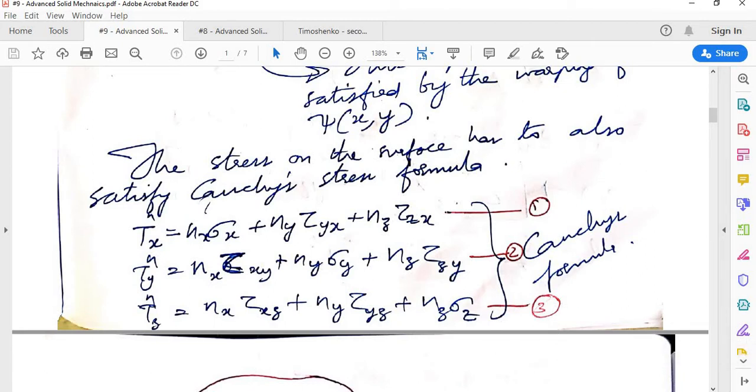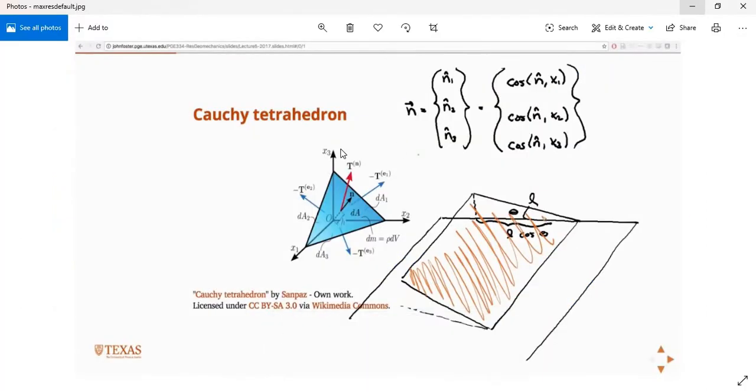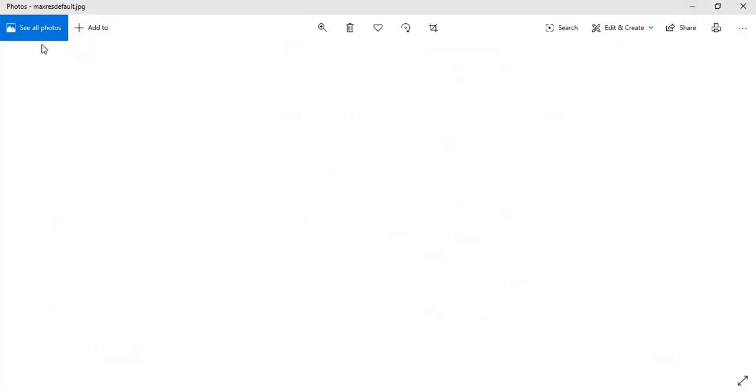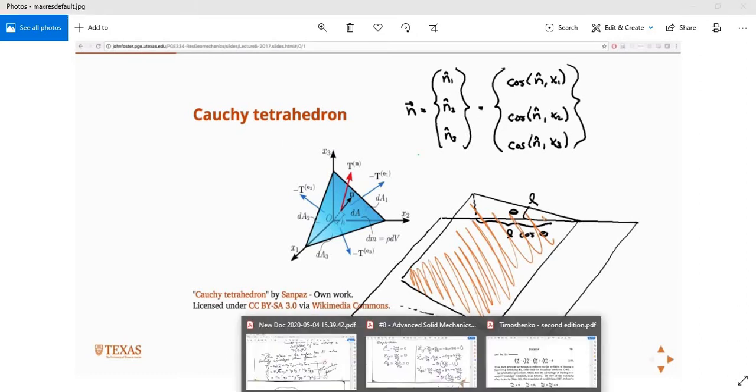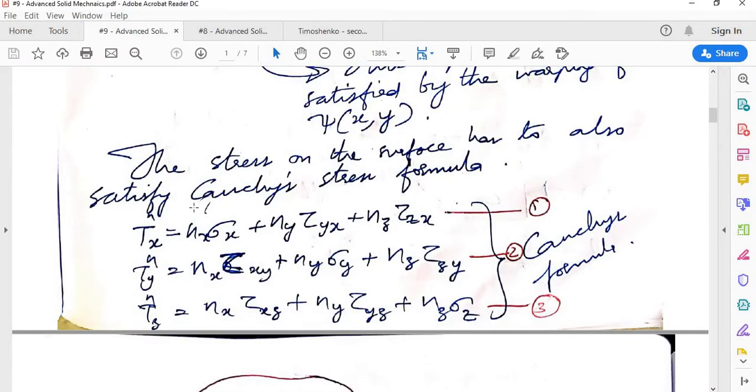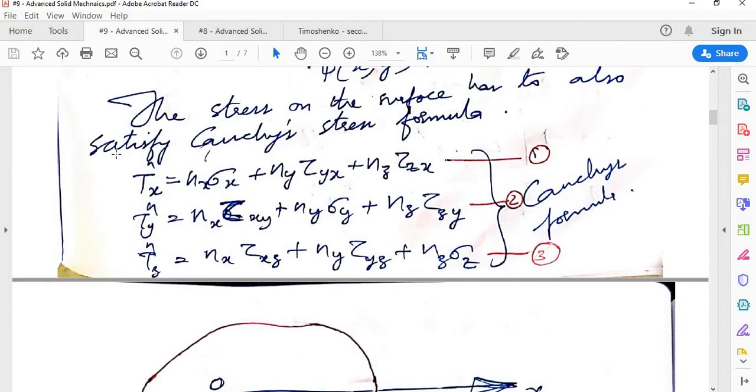So just to give you a mental recap, I have downloaded a figure from the internet. So you remember this? If you know the stresses on three orthogonal planes, then you can determine the stresses on any plane which is oriented at any arbitrary orientation, provided you know the direction cosines of the outward drawn normal on the plane. So that Cauchy's equation, which is valid for all bodies in equilibrium, we'll use it.